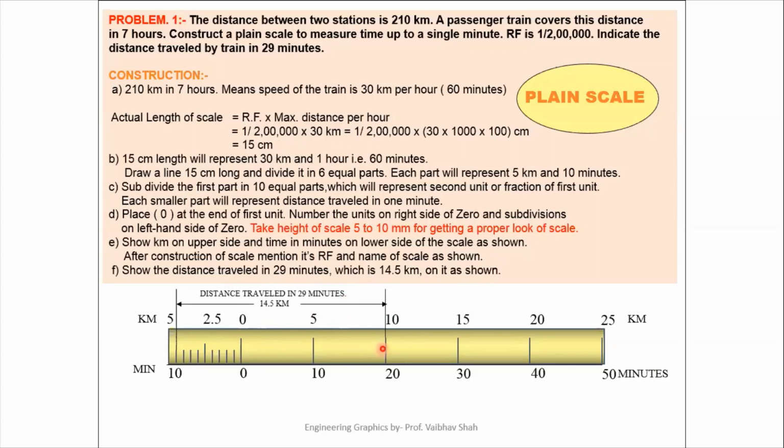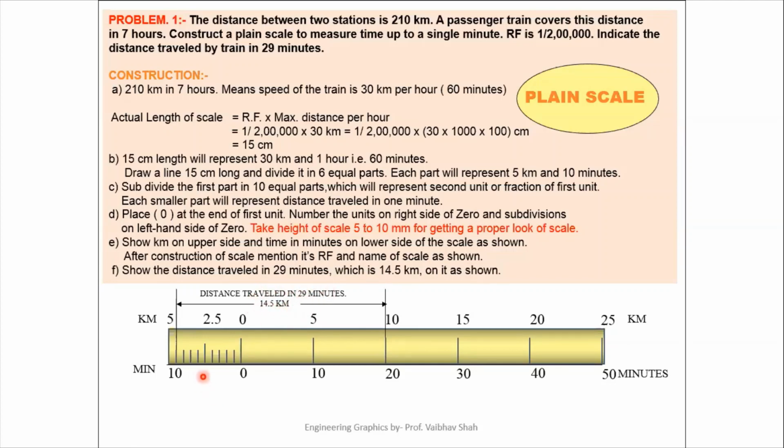Now on the same scale, if you try to measure the distance on the kilometer scale, it can represent total kilometers traveled in these 29 minutes. So let us see 0, 5 and 10. So it has traveled 10 kilometers here. And if we calculate here, it is 0.5, 1, 1.5, 2, 2.5, 3, 3.5, 4 and 4.5. So this is your 4.5 kilometers and this is showing your 10 kilometers. So 10 plus 4.5 kilometers, that means the train travel distance in 29 minutes is 14.5 kilometers.